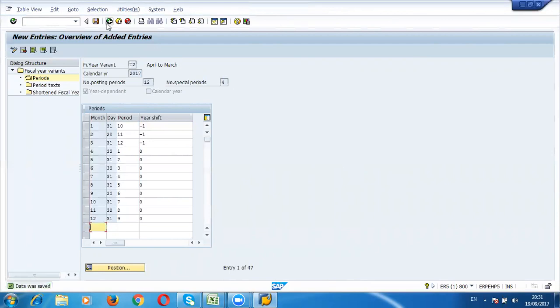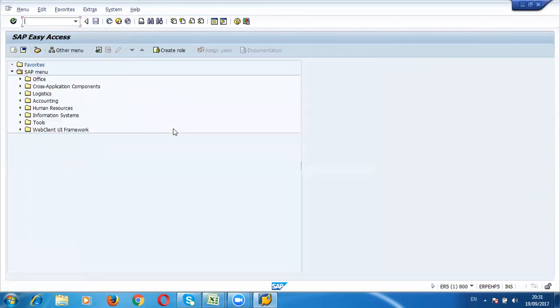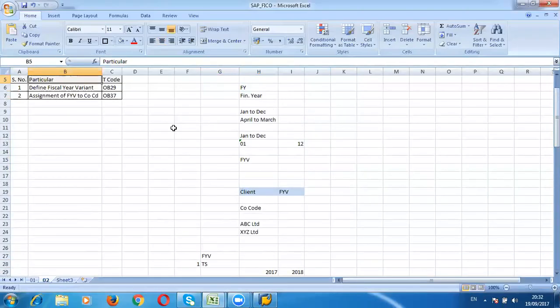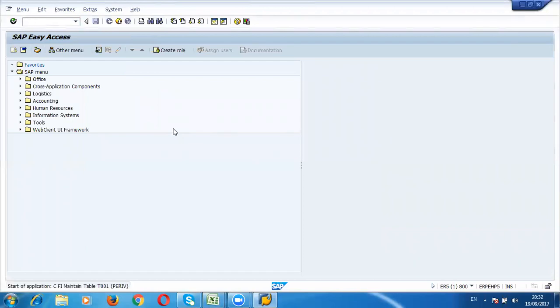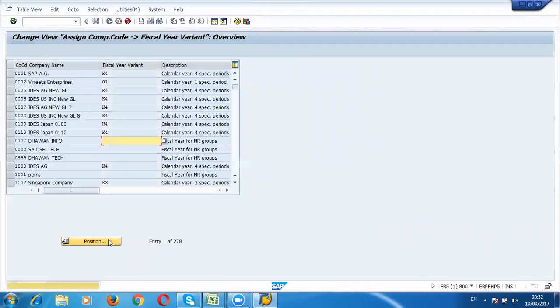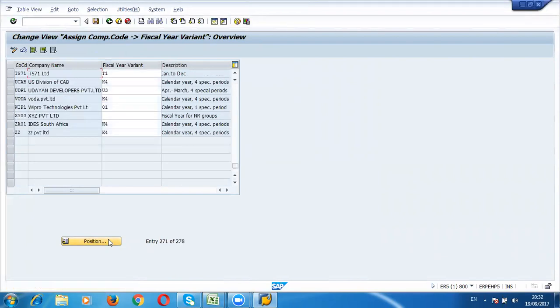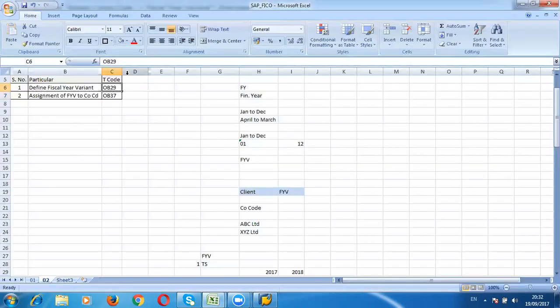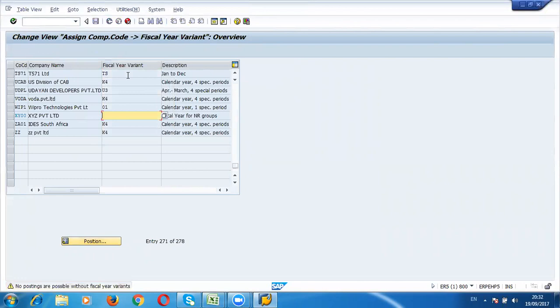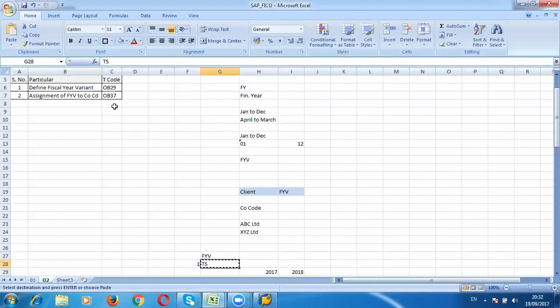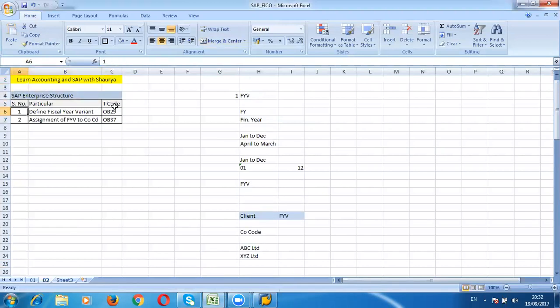But in our company code we have the fiscal year Jan to December. Now we need to assign this company code to our fiscal year. TS 71. My fiscal year is TS, right? We have created TS, so now I can assign TS here. Now you can save it. It's done. We have done the configuration for the fiscal year variant, and we also assigned that fiscal year variant to the company code.